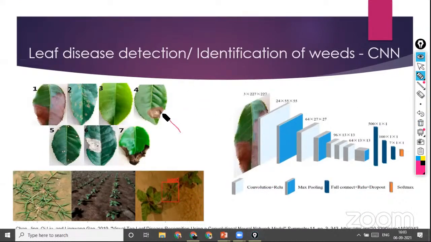Based upon the leaf disease, you can decide which technique you need to use to sort it out, or based upon the kind of weed, which techniques you need to use to remove that weed from the farm. That's a decision that you should be making. So that is one of the case studies using supervised learning techniques, deep learning and convolutional neural networks.